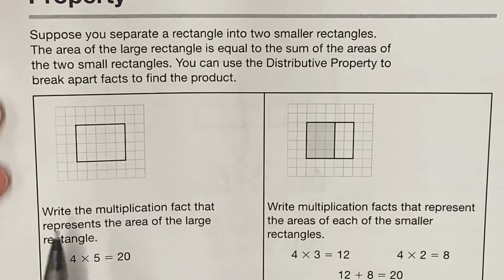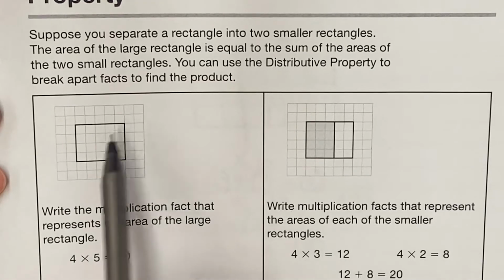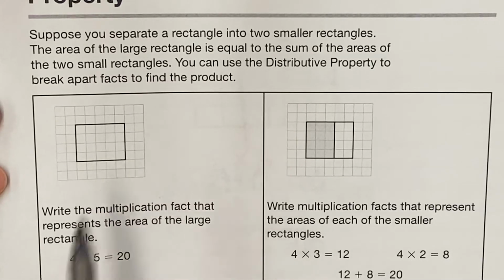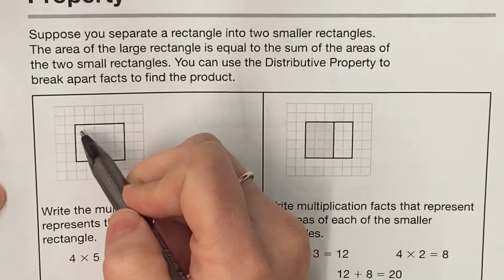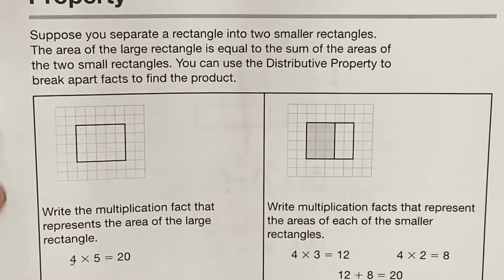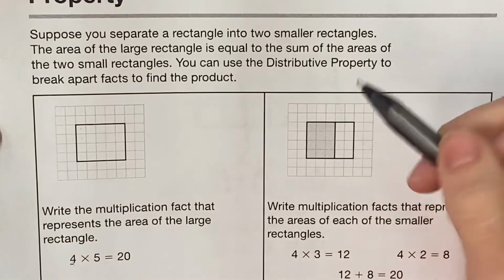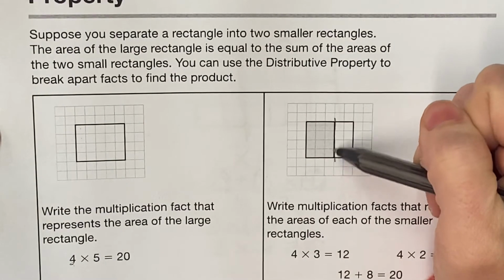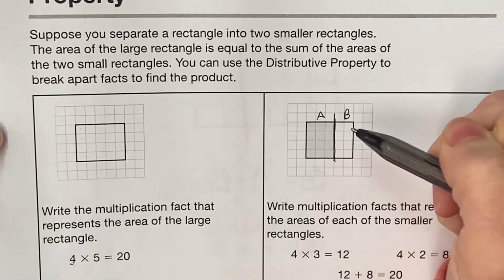So the first thing we're going to do is write the multiplication fact that represents the area of the large rectangle, which is what we did first on the other page. So this would be a 4 by 5 equals 20 rectangle. In this case, they also wrote the width first, 1, 2, 3, 4, and they put it first. If we look over here, now they separated it right here. So this would be A and this would be B.